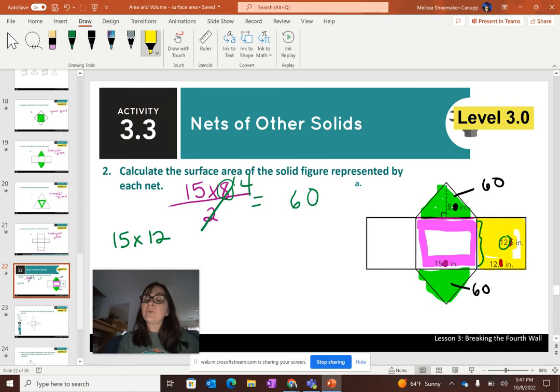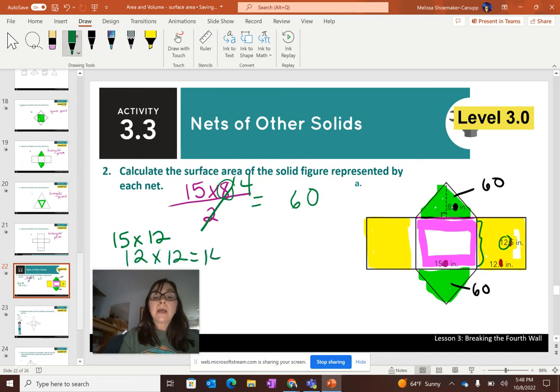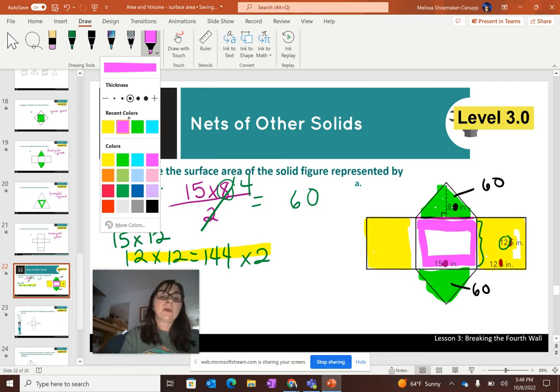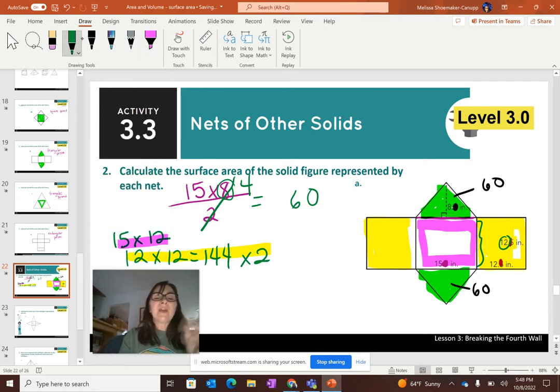Then I have a 12 by 12 here. That's going to fold up. And so then that means this has to be a 12 by 12. Okay. So 12 by 12. I know that's 144. And remember, I have two of the yellow ones. This is the yellow one. Okay. This one right here is the purple. So you have to be careful on some of these. You're not always going to have two of everything like with the rectangular prisms.